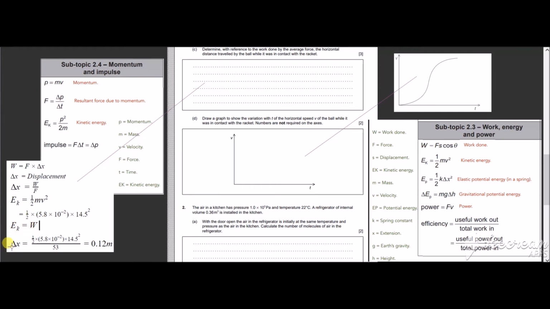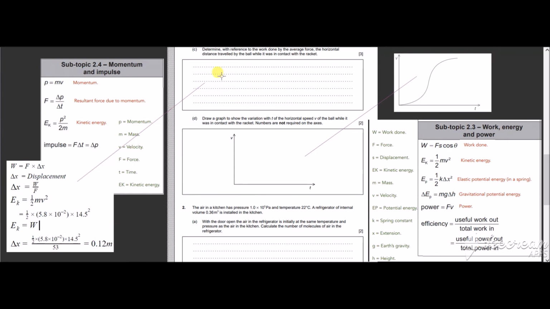So you'll have delta x, and you will replace the work done with the formula for the kinetic energy. Input this over here, and below the work done there's the F, and the F is equal to 53, which we got from part B of the question. When you simply equate these two values, you will receive 0.12 meter as the answer, and that is how you solve part C.